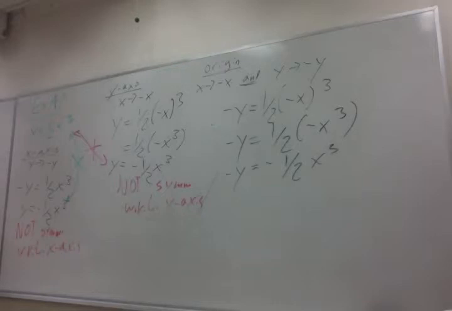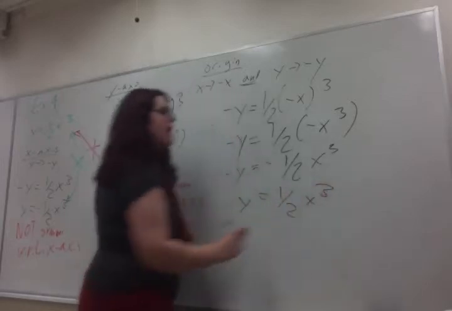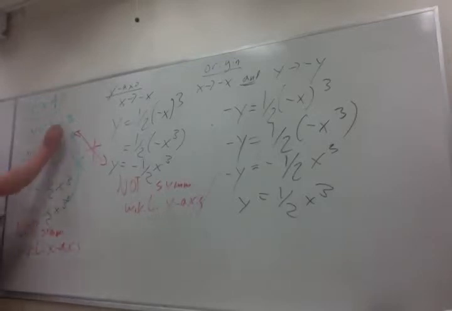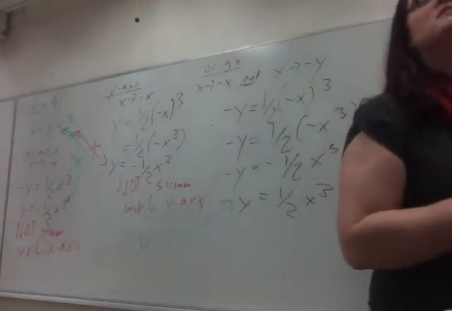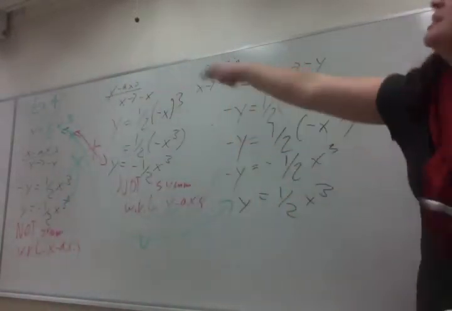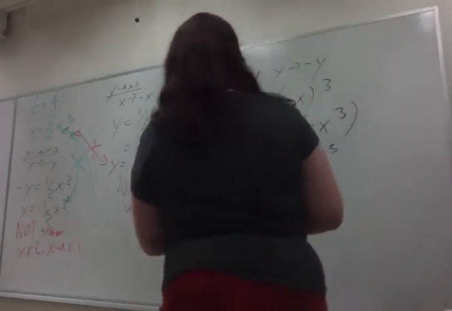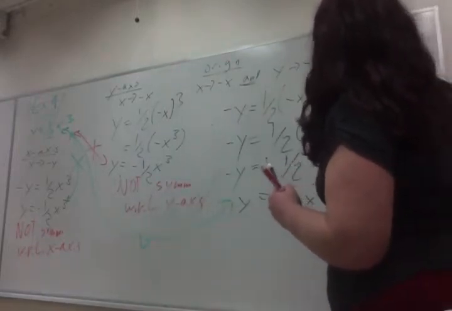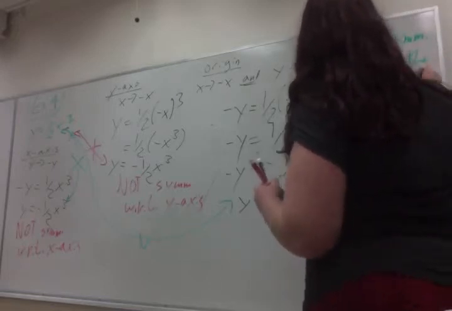Now, if you have a negative number on both sides, we can always multiply or divide both sides by negative 1 to get rid of it. So if negative y is negative 1/2 x cubed, y is 1/2 x cubed. And this guy is the same as what we started with. Right? y equals 1/2 x cubed is the same as the thing we started with back there. So this guy is symmetric with respect to the origin.